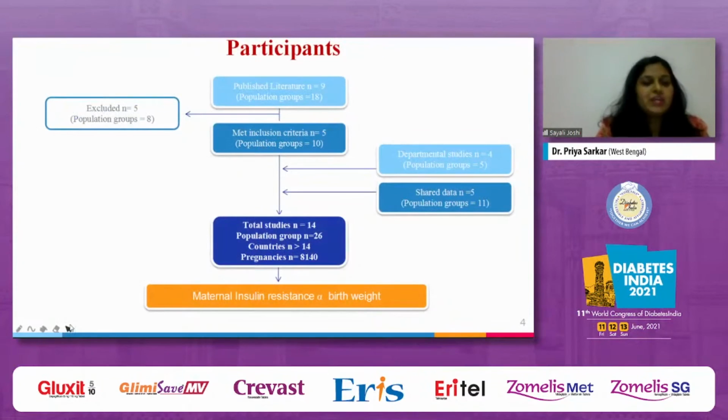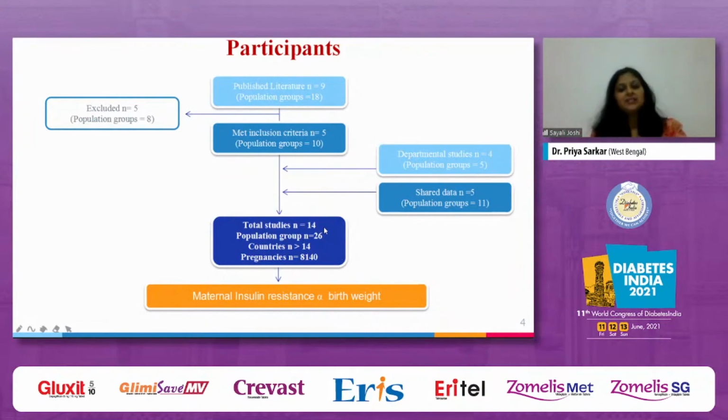Literature search fetched us 9 studies consisting of 18 subgroups such as a control group or an intervention group or multiple ethnic groups. Out of these 9 studies, 5 studies met inclusion criteria and had 10 population groups. We used data from 4 departmental studies having 5 population groups. In addition, we also had access to 5 studies which were shared by our collaborators, and those had 11 population groups.